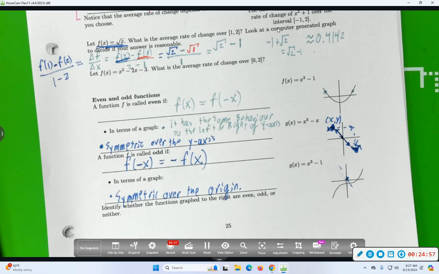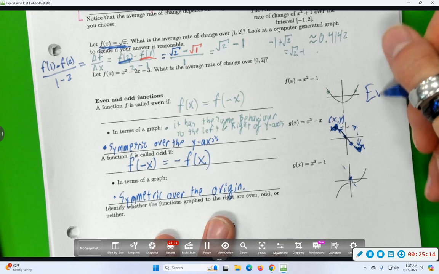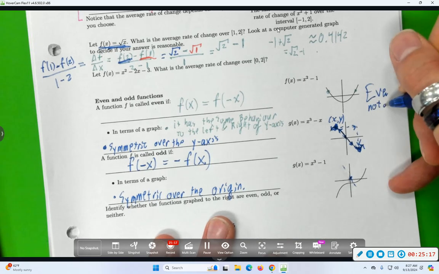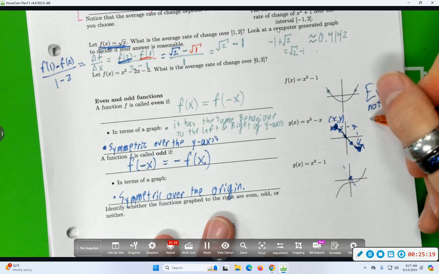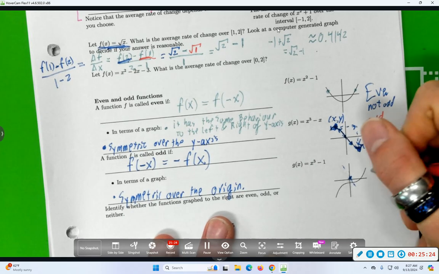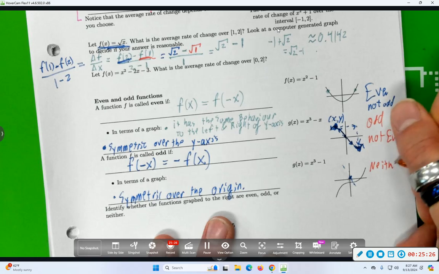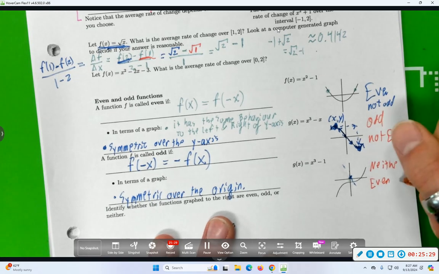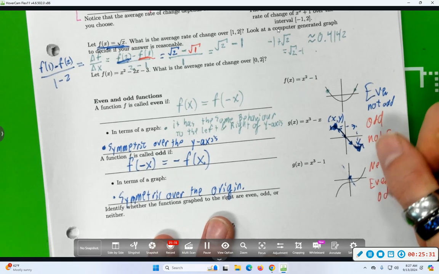Those things written now, hopefully, for the most part, seem familiar, they trigger some sort of memories. I guess if not, it's fine. There's the definitions. Yeah. What is the bottom one? Not odd. So this function is even, but not odd. The second one is odd, but not even. This bottom one is neither even nor odd.